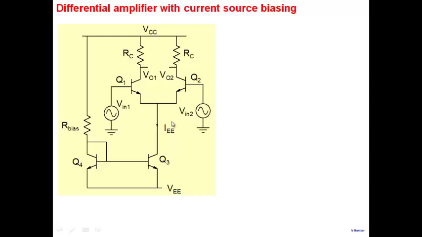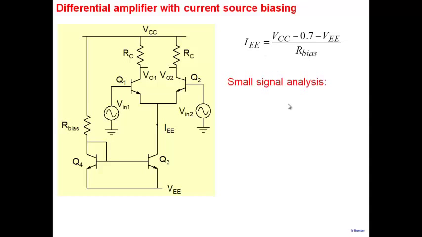Now, if we do that, bias point analysis is straightforward. As I said, the voltage at this end is VCC. The voltage at this end is minus 0.7. The voltage here would be minus VEE plus 0.7. And therefore the net drop across the resistor would be this much divided by R bias. That gives us IEE. So DC or bias point analysis is straightforward.